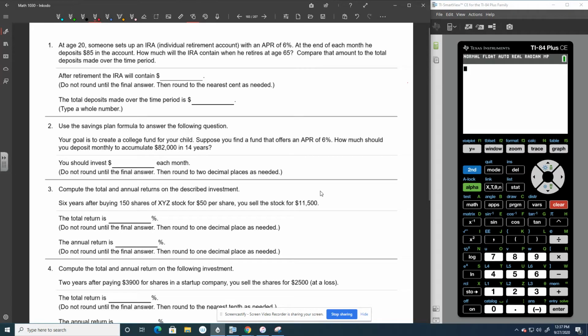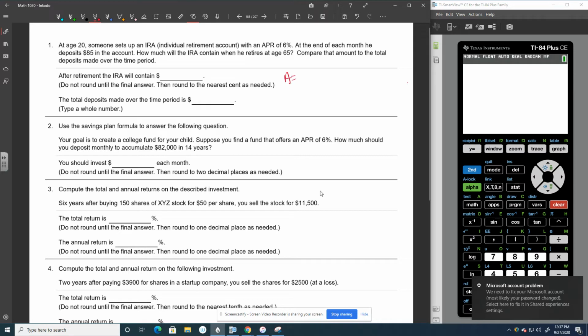Okay, number one on the review. At age 20, someone puts money in an IRA. Here is our interest rate, and they're putting 85 in every month till they're 65. So we are going to use the Annuities Formula, and we're looking for the total amount at the end.